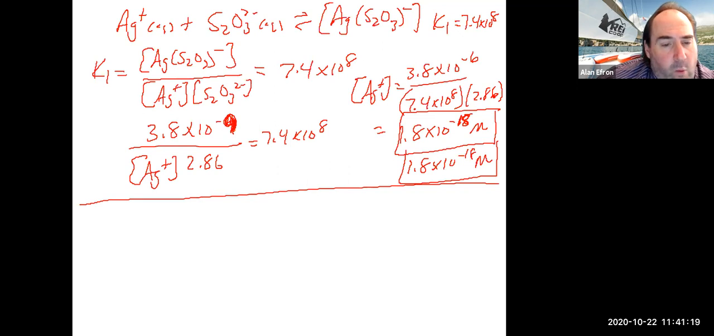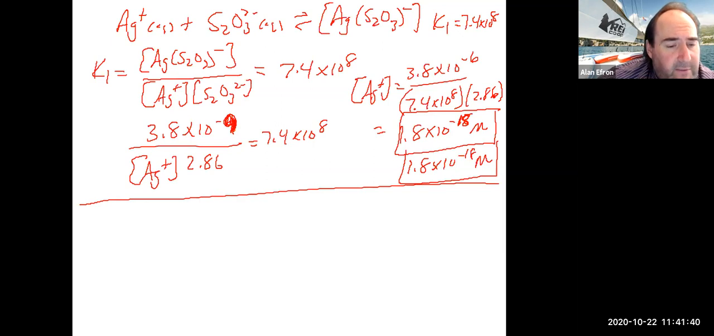So one way you can check yourself to make sure you didn't mess up a calculation that involves this is that when you solve for the free metal, if you see a really large number, then something definitely went wrong. Again, it should be a really small number when you solve for it.